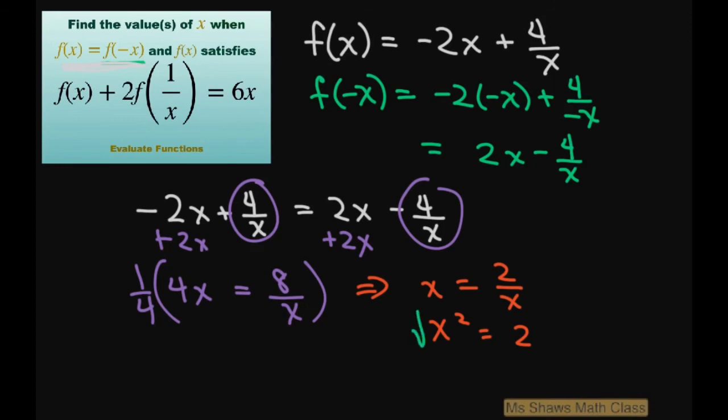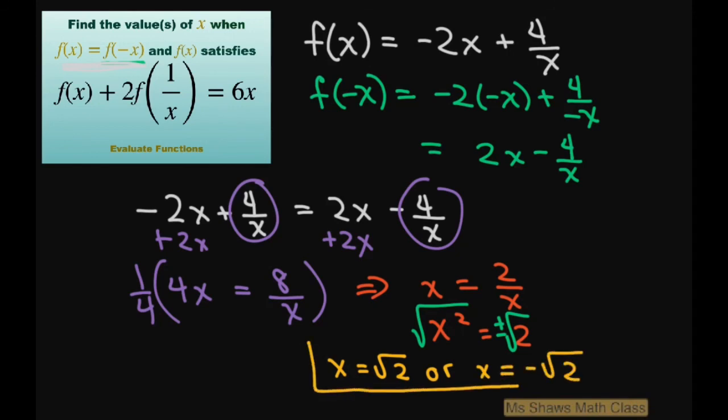Therefore, when you square root both sides of the equation, you're going to get x equals square root of 2, or x equals negative square root of 2. And those are the values of x.